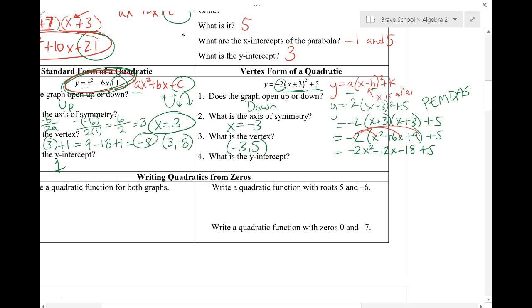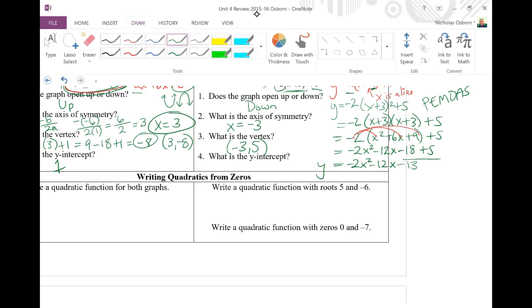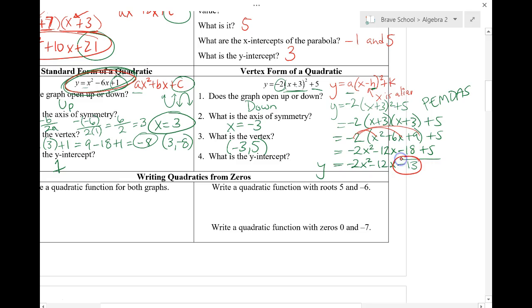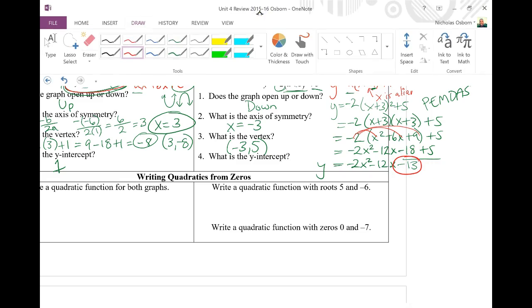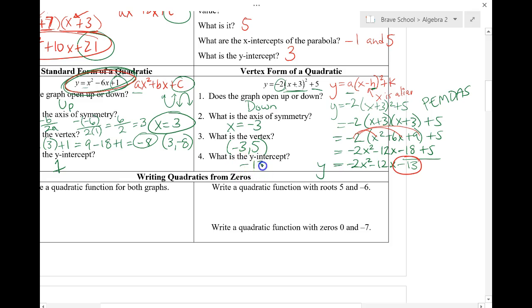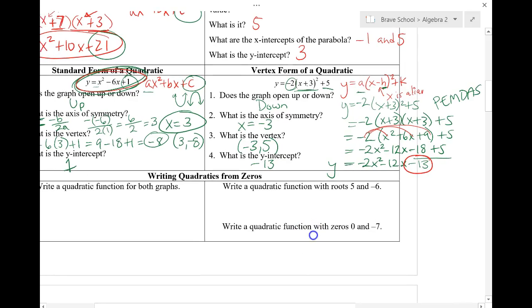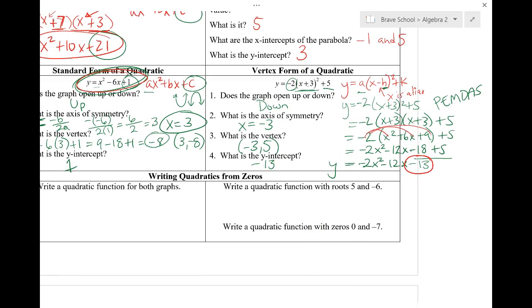Alright, so now let's combine like terms. The only thing we can combine is the negative 18 and 5. So our final function is going to look like this. Negative 18 plus 5 would be negative 13. So our y-intercept ends up being negative 13. Okay? Alright, I'll have you do the problem to the right.